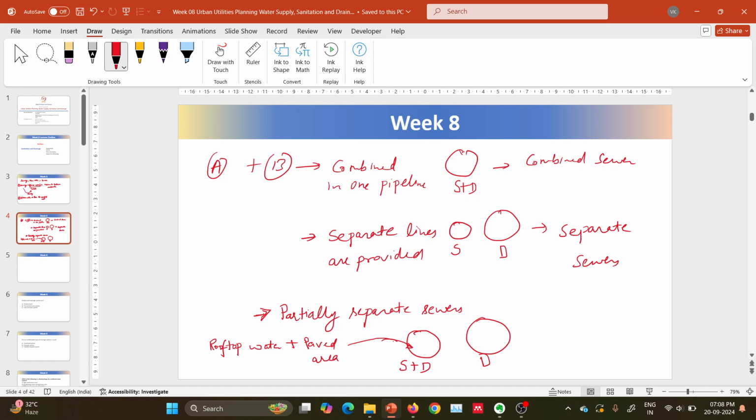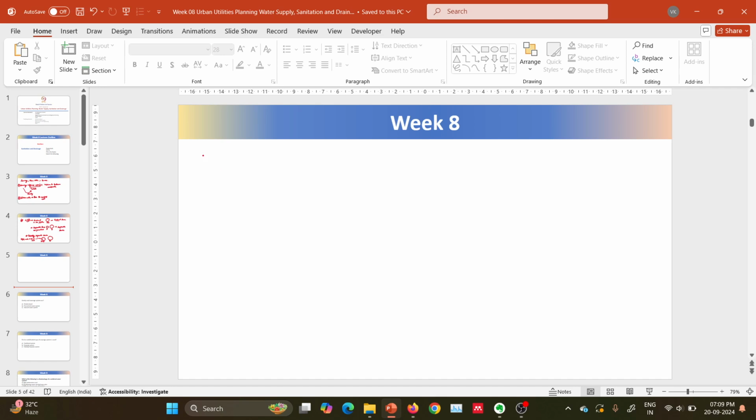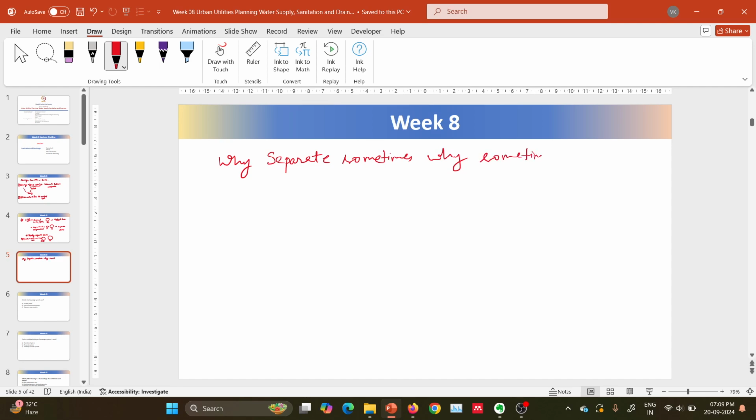You can think that combined sewers can be used when rainfall is less. When rainfall is very large, then we have to provide bigger size of these drainage pipes. So why are we separating? Why separate sometimes? Why combined sometimes?